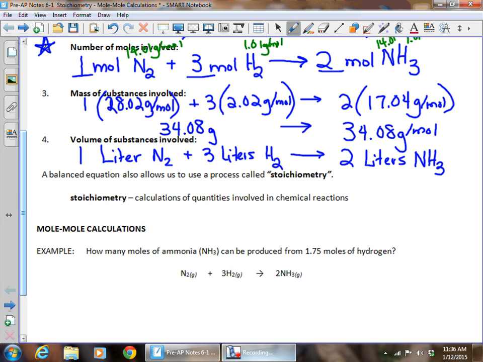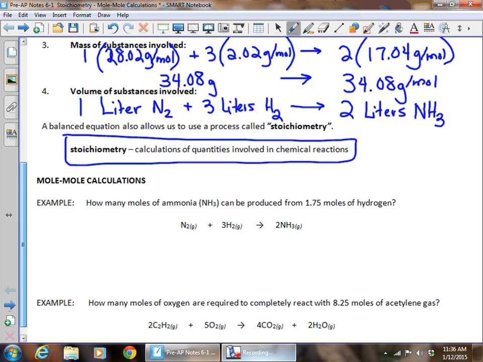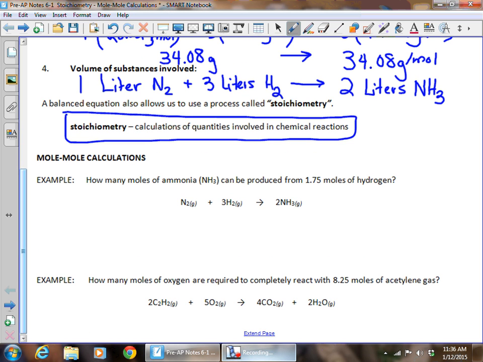And stoichiometry again talks about calculating how much of the reactants, how much of the products that we would form in specific chemical reactions. So let's take this first example. The first thing I'm going to ask you to do is to make sure and underline what you're given and circle what you're trying to find, just like we've always done. We're looking for moles of ammonia. We're given 1.75 moles of hydrogen.